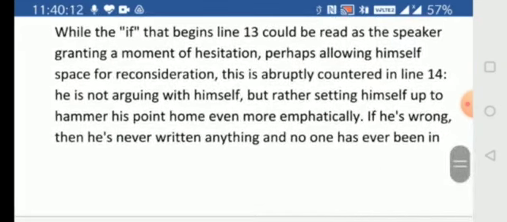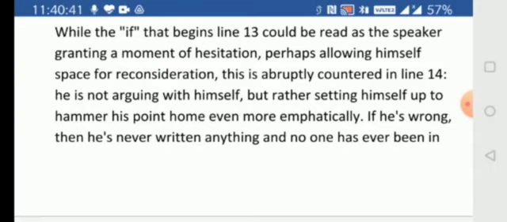While the if that begins in line 13 could be read as the speaker granting a moment of hesitation, perhaps allowing himself space for reconsideration, this is abruptly countered in line 14. He is not arguing with himself, but rather setting himself up to hammer his point home even more emphatically.